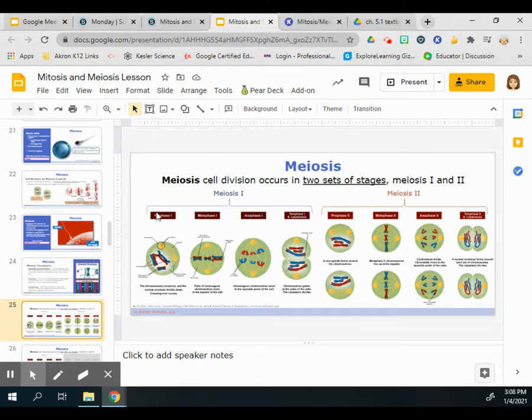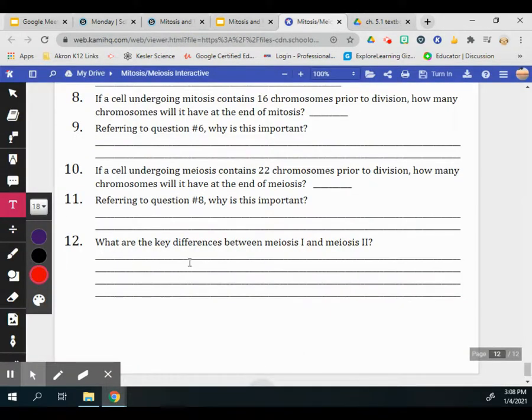And remember, in meiosis 1, crossing over occurs. It's not going to occur in meiosis 2. At the end of meiosis 1, you end up with 2 cells. At the end of meiosis 2, you end up with 4 cells. You do have half the genetic information and individual chromosomes at the end of meiosis 2. So I'll let you kind of pick out some of the major differences that you think you're seeing here between meiosis 1 and meiosis 2 for this last question.